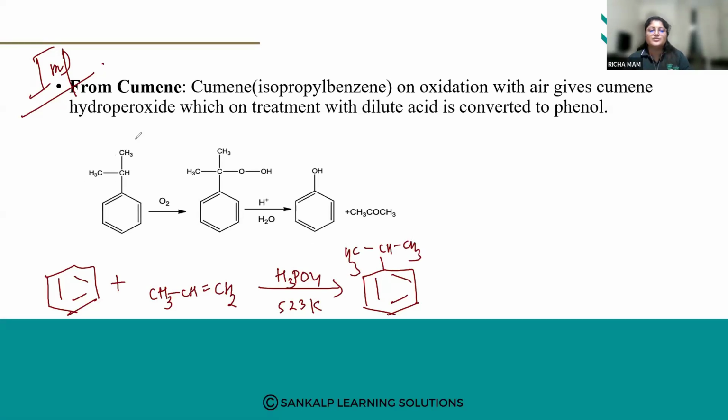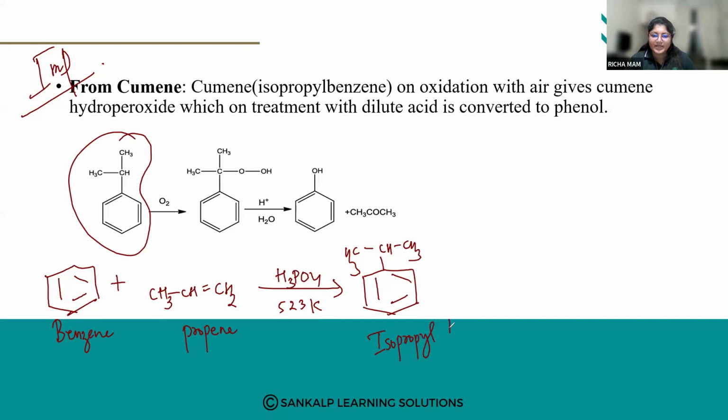So how to get this? The step is this. I'm going to take benzene and react it with propene in the presence of H3PO4 at 523 Kelvin. I am going to get isopropyl benzene. Now this isopropyl benzene, which is called cumene, further what are we going to do?